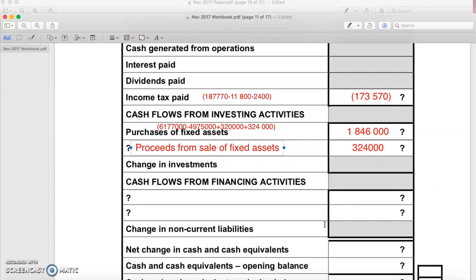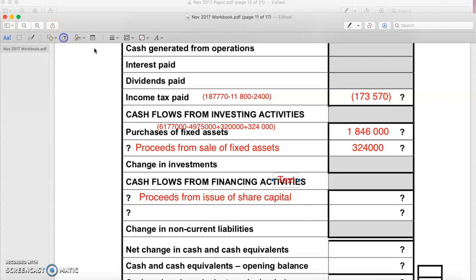Next, they want the entries for financing activities. And whenever we're dealing with financing activities, we're going to deal with one, the proceeds. Whoa, what happened? Why does it look weird? Okay. Proceeds from issue of share capital. Okay, so that's going to be the first one right here.